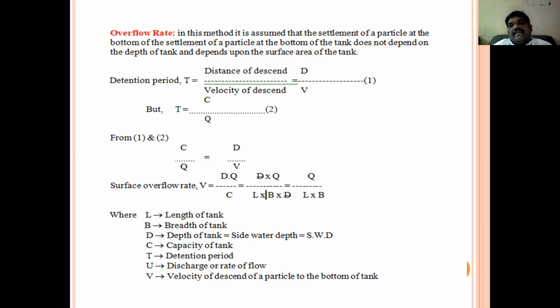The detention period, T, equals the distance of the descent divided by the velocity of descent, but T equals C by Q. From equations 1 and 2, which we already discussed, we finally noticed that the surface overflow rate V equals D by T, which is Q by C, and ultimately Q by L into B, where L is the length of the tank, B is the breadth of the tank, D is the depth of the tank, C is the capacity of the tank, T is the detention period, Q is the discharge rate of flow, and V is the velocity of descent of the particle to the bottom of the tank.